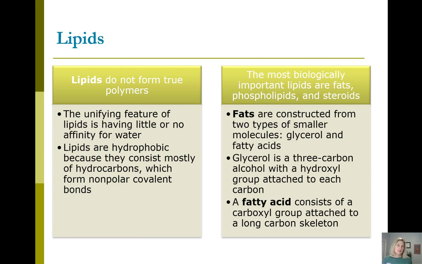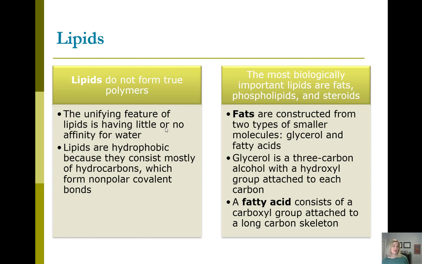And what's interesting about lipids is that they do not form true polymers, okay? It's not simple like with our carbohydrates where you have the monosaccharides or the monomers and the polysaccharides are the polymers. They don't have true polymers. It's just unique where you have different monomers of different types kind of moving together.